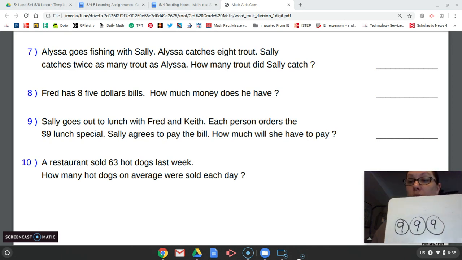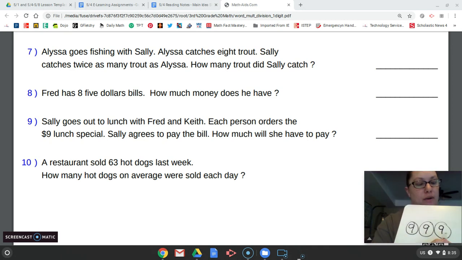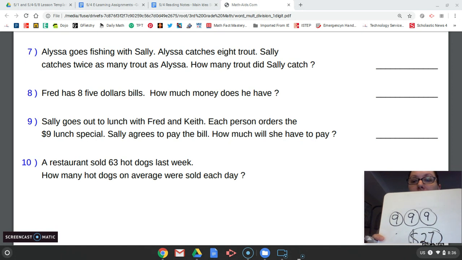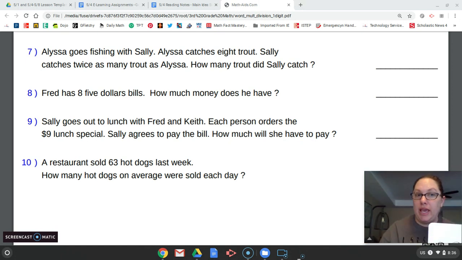How much is she going to have to pay? Well, I know 9 plus 9 is 18. 18 plus 9 is 27. So altogether, she has to pay $27, okay? So we knew to do multiplication because they didn't give us the total. We had to find the total, okay? And we used our equal groups in order to do that.